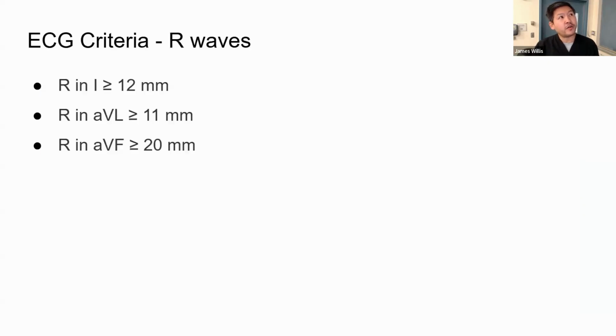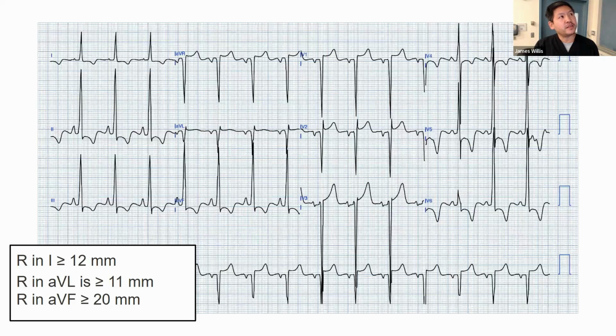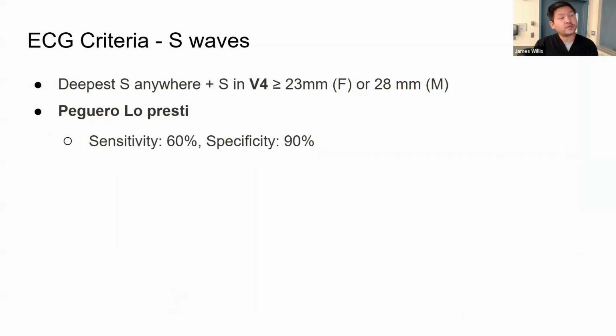So the ECG criteria for R waves: it's 11 in lead one and 12 in AVL. Sometimes these are the only findings you may see on the EKG. And AVF, I often miss, but it's greater than 20 millimeters. I feel like this is the less common finding for LVH. So here you definitely can look at lead one is greater than 12. AVL is actually not non-existent, and AVF is greater than 20. So this patient has LVH. There's some S wave criteria.